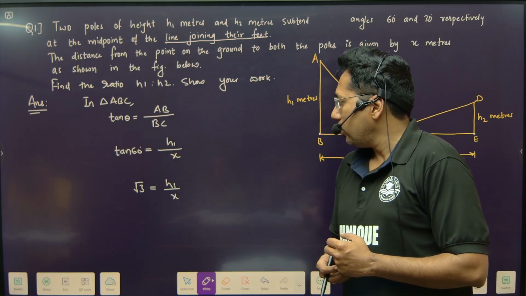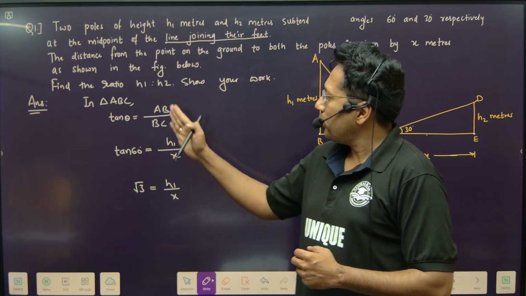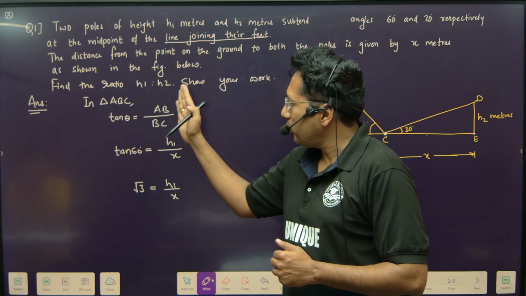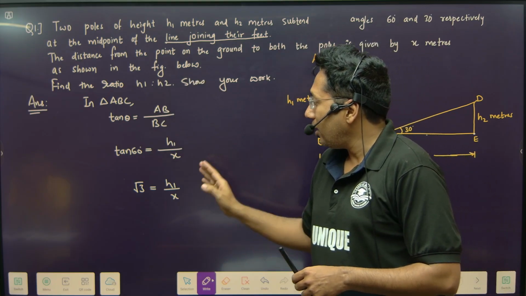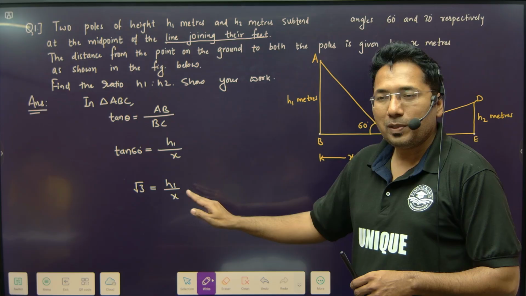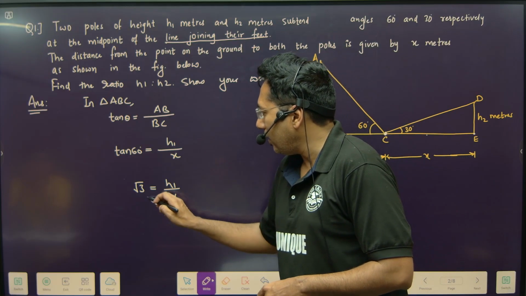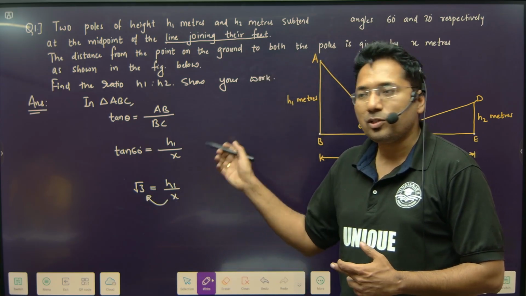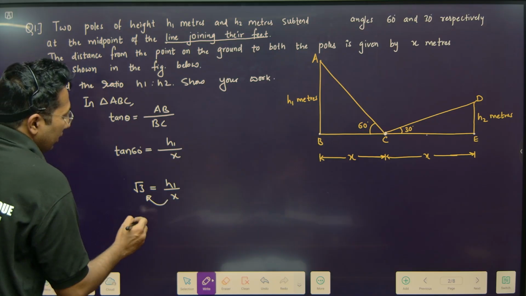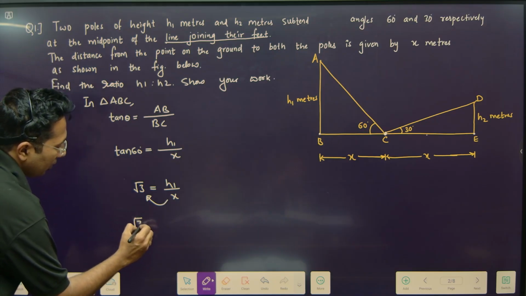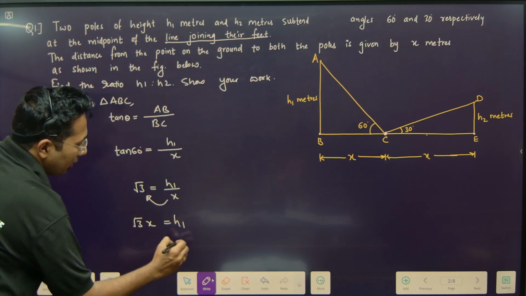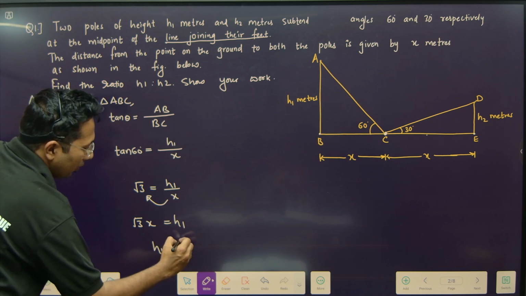All right. So I want the ratio of h1 and h2, like h1 is to h2 is the ratio that has to be found out. So let me find out the value of h1, specifically h1. How to find out h1? x is going to multiply root 3. In this way we can find h1. What should we write here? Root 3x. h1 is equal to root 3x.